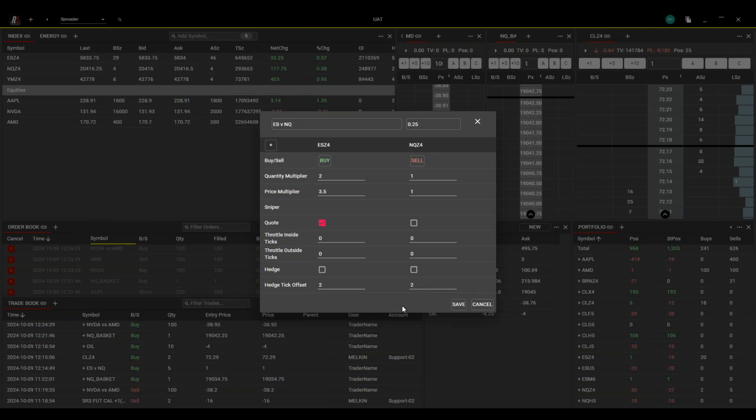But if I wanted to set this up in a no hedge strategy, I can simply set my ES as the quote leg. In that case, it would be looking at NQ to determine the desired price, but there will be no hedge leg sent. I am simply trading the ES in this configuration against a specific price in the NASDAQ that will meet my desired spread price. So the no hedge strategy can be useful as well.